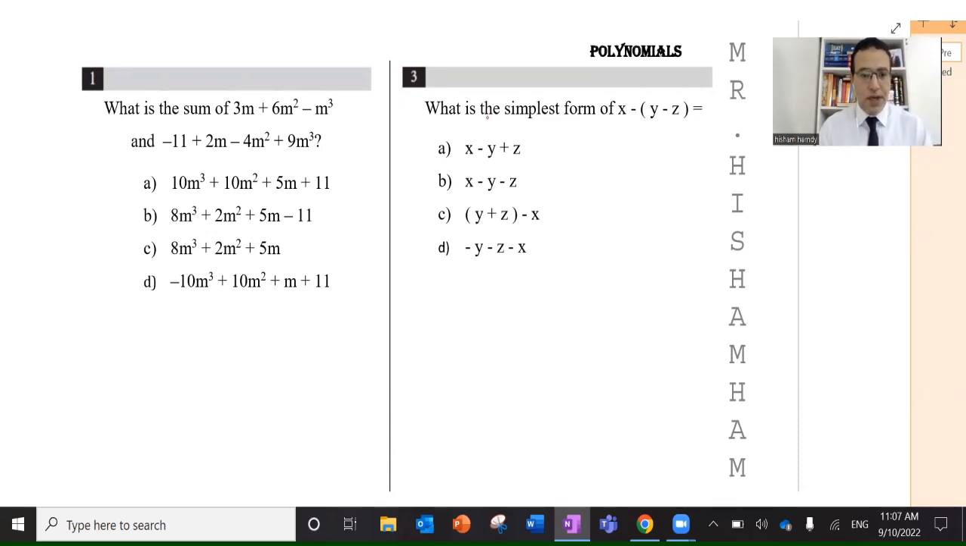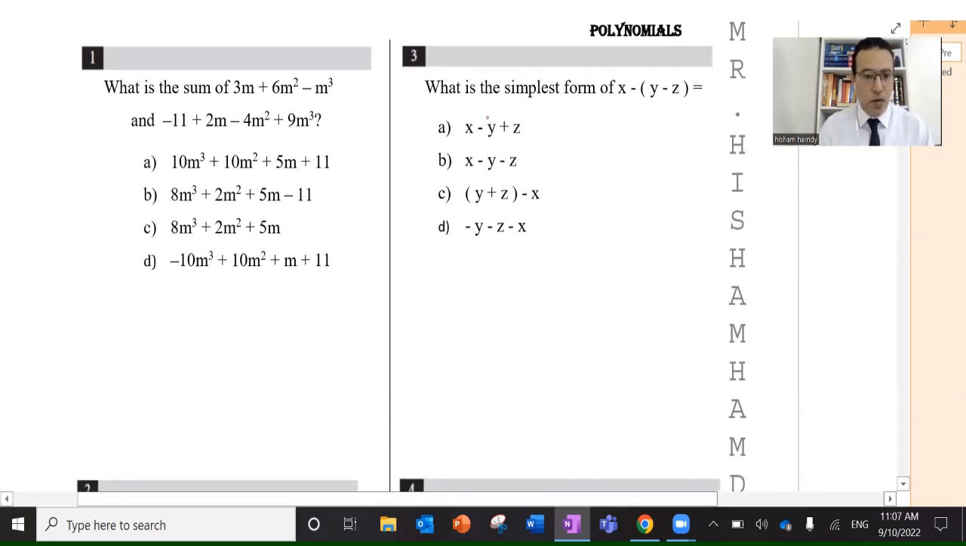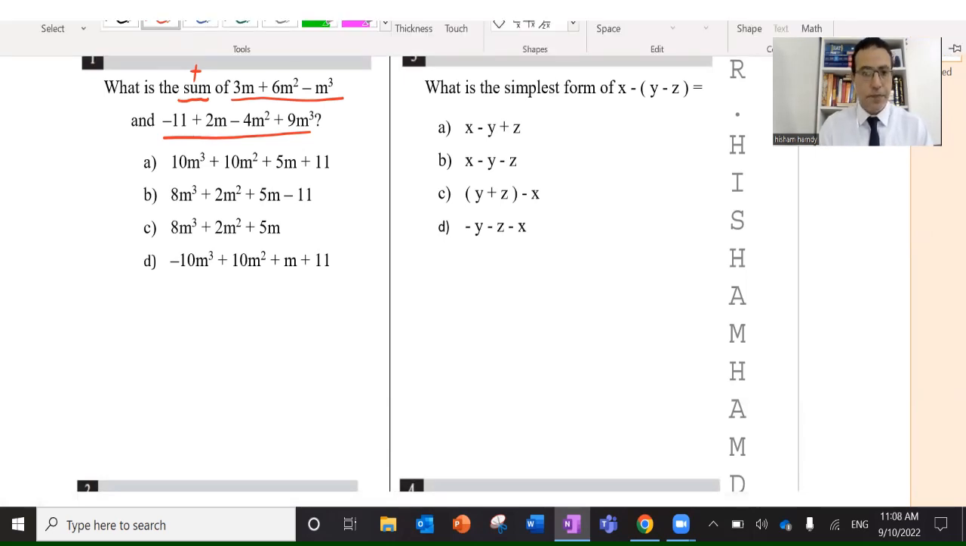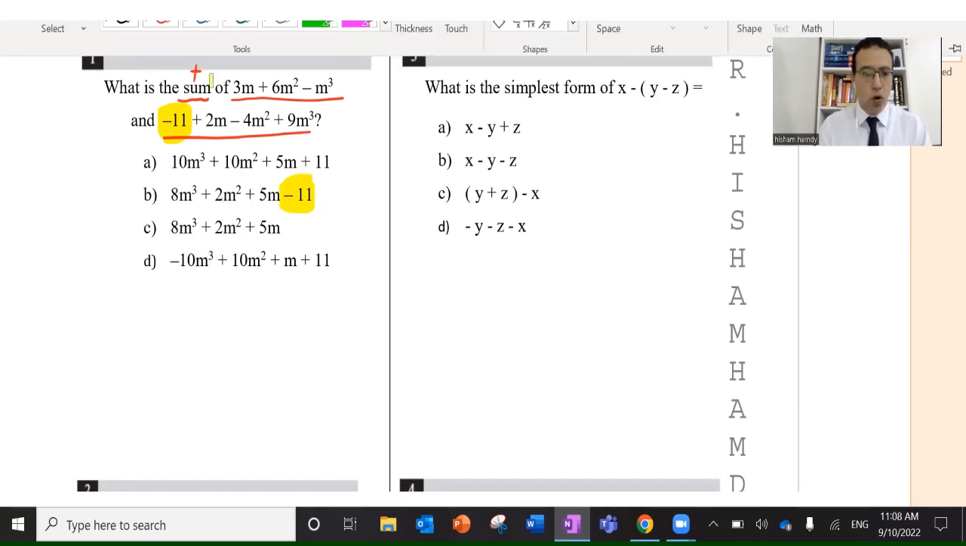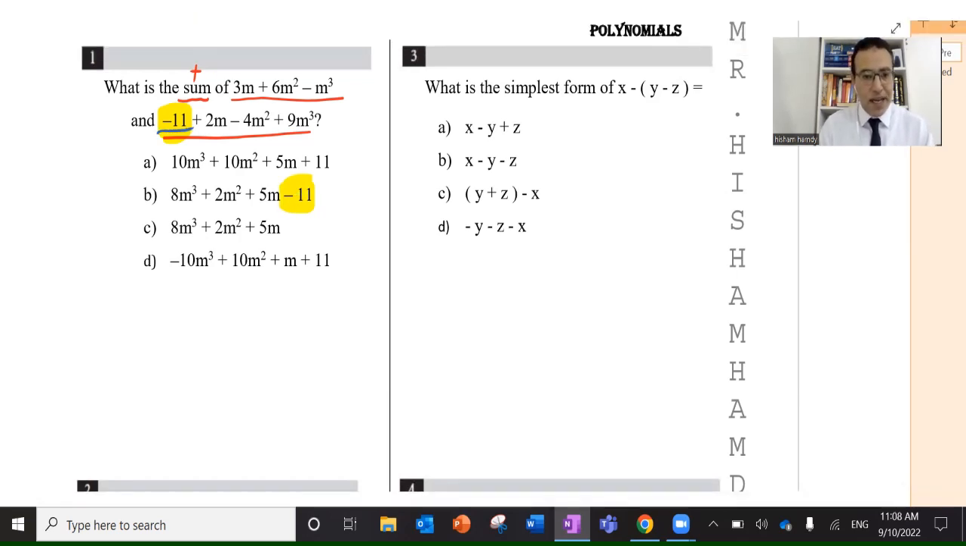For the first question here, it says, what is the sum? Sum, I know that this is addition between these 3 terms and these 4 terms. I notice that the last term of the first expression is negative, and the first term of the second polynomial is negative 11. And I don't have any like terms with absolute value. So the final answer should be negative 11. Or I can say that with negative 11 and no like terms, the answer cannot be A, cannot be D, cannot be C. Again, this is how I'm solving SAT.